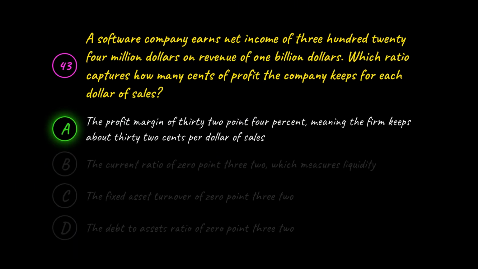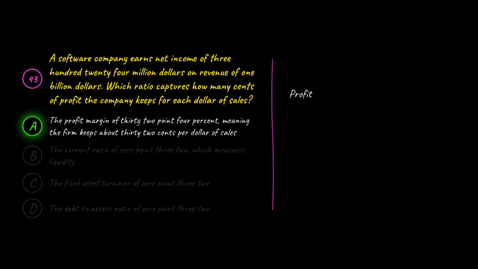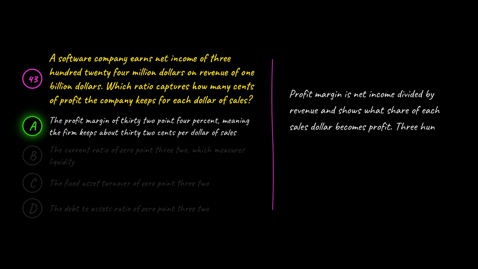The correct answer is A. The profit margin of 32.4%, meaning the firm keeps about 32 cents per dollar of sales. A is correct because profit margin is net income divided by revenue and shows what share of each sales dollar becomes profit. 324 million on 1 billion of revenue gives a profit margin of 32.4%.